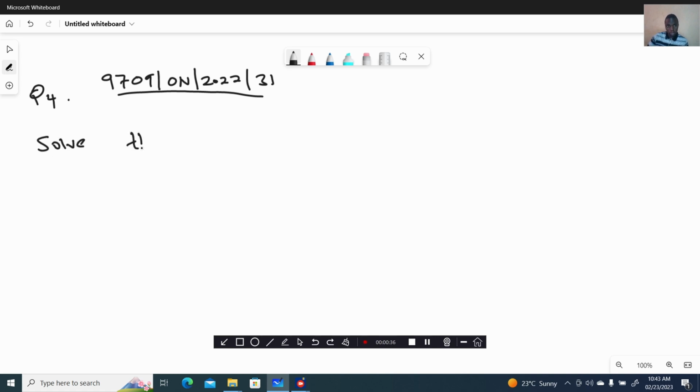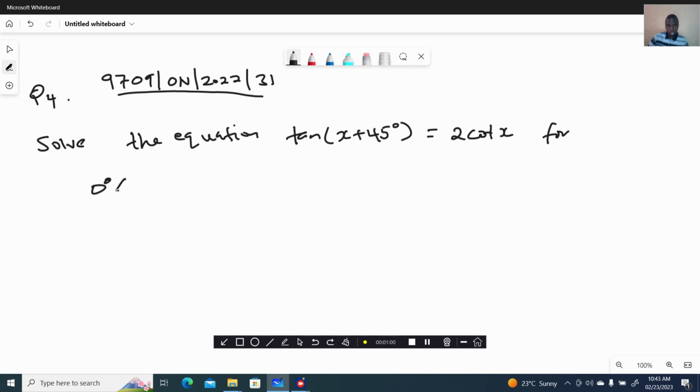Solve the equation tan(x plus 45 degrees) equals 2 cot x, where 0 degrees is less than x, which is less than 180 degrees. So the value of x should be more than 0 but strictly less than 180. 0 and 180 are not supposed to be inclusive. So how do we solve this one? I'll start you off quickly.